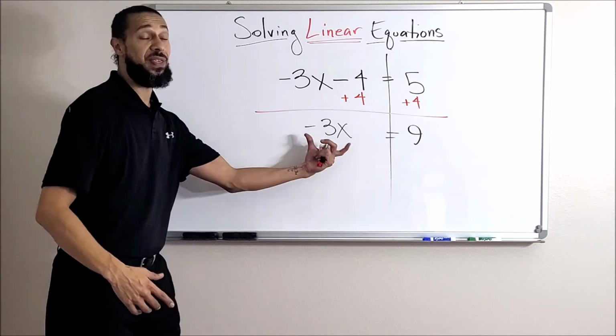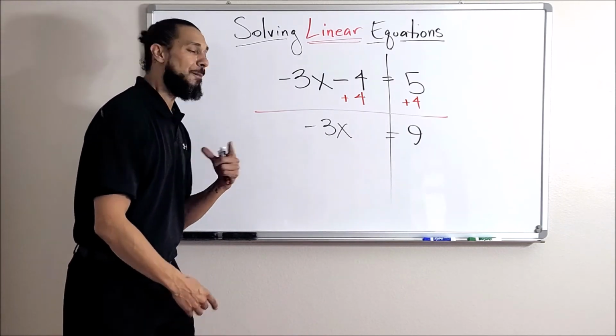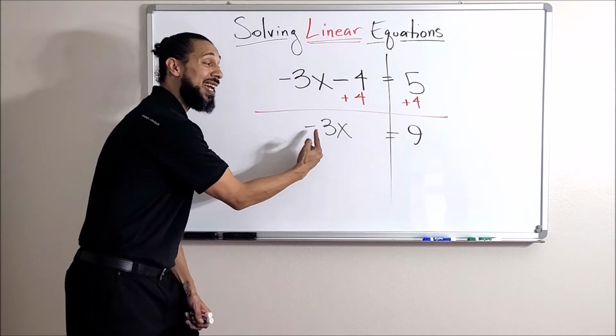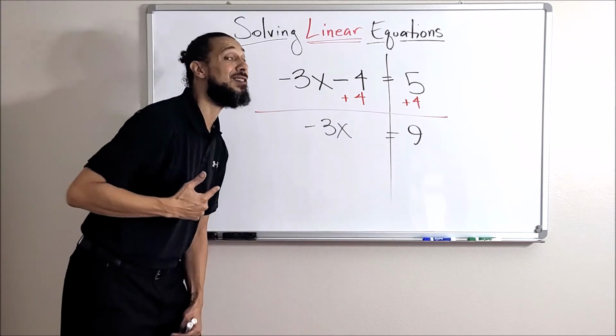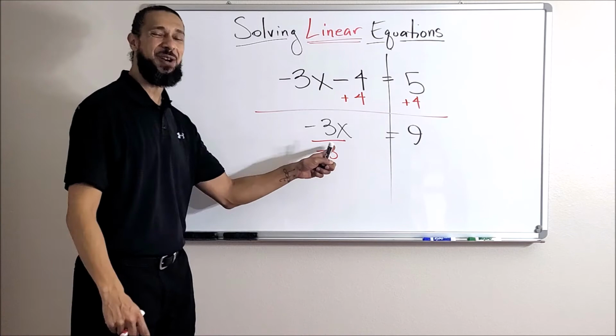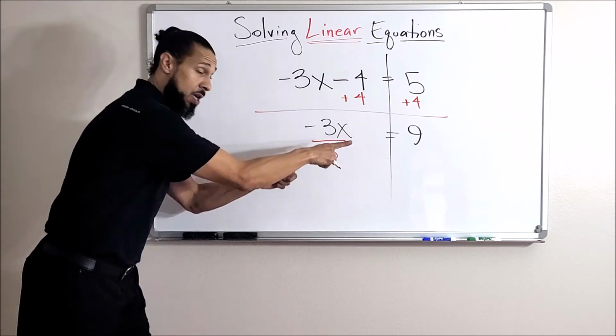Now notice there's only one thing that's left that's attached to that x. You know what that one thing is? -3. What's the operation going on between these two? Multiplication. That's -3 times x. And how do we undo multiplication? We divide. Yeah, we show division by a fraction line, but don't forget to do it to the other side.